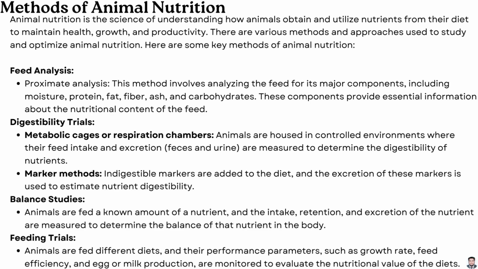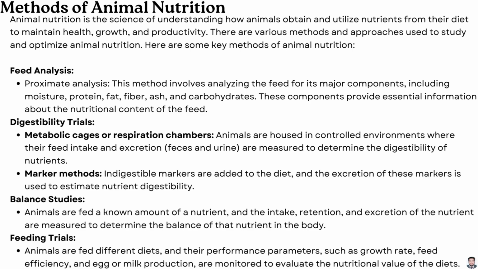Feed analysis. Proximate analysis. This method involves analyzing the feed for its major components, including moisture, protein, fat, fiber, ash, and carbohydrates. These components provide essential information about the nutritional content of the feed.